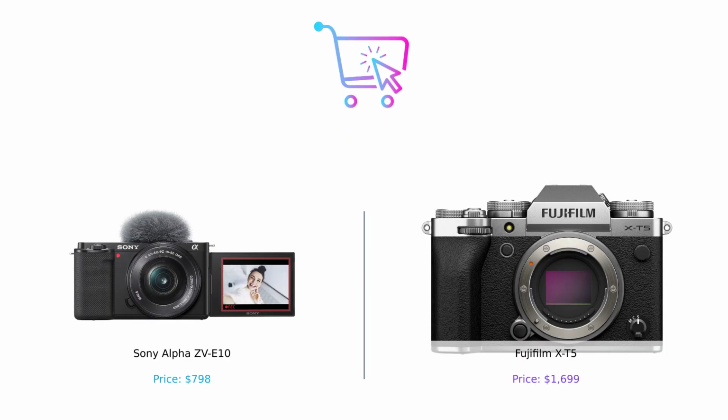To sum it up, both the Sony Alpha ZV-E10 and the Fujifilm X-T5 are remarkable cameras with their own strengths. The Sony Alpha ZV-E10 excels in video performance with its 4K oversampled movies and handy features like product showcase setting and background defocus button. Meanwhile, the Fujifilm X-T5 shines in still photography with its impressive 40.2 megapixel X-Trans 5 HR CMOS sensor and in-body image stabilization. It ultimately comes down to your specific needs and preferences.